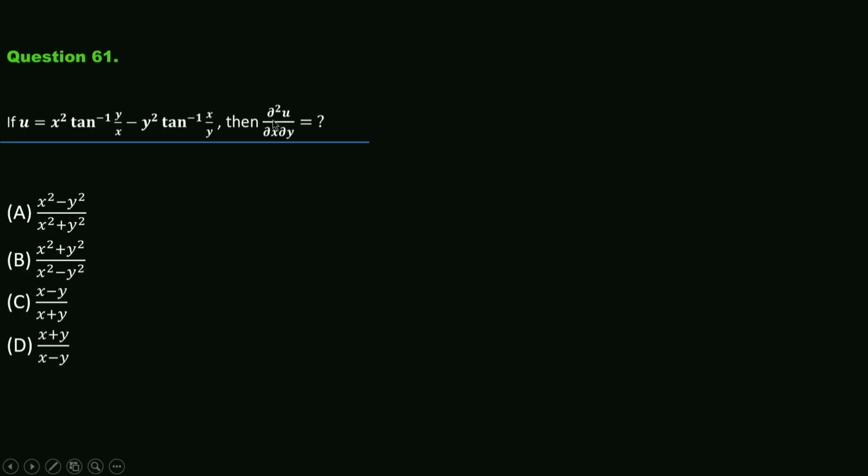Here we have to find the partial derivative of u two times. That means with respect to y first and then with respect to x. Here option A is correct, that means x square minus y square by x square plus y square is correct. So let us evaluate. We have to find first the partial derivative of u with respect to y.